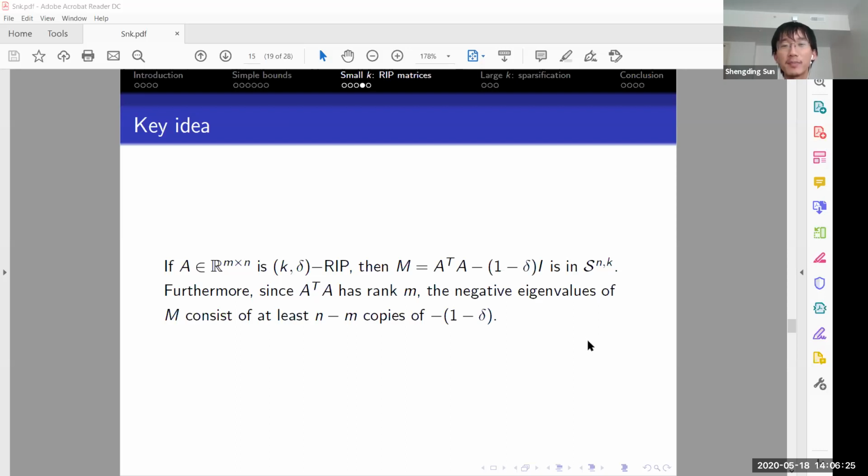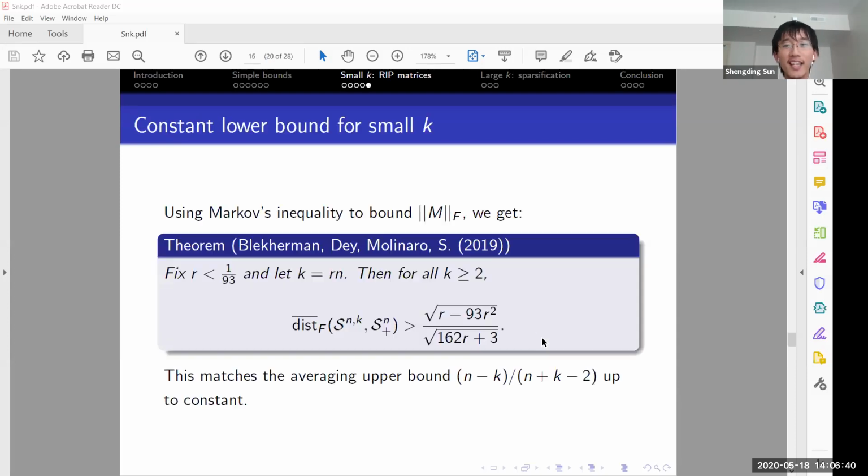But furthermore, because A transpose A only has rank m, this matrix is guaranteed to have n minus m copies of negative eigenvalues of at least this much. There's some other calculation going around, but in the end you can achieve this bound, which is a lower bound on the normalized distance. Notice this bound is independent of n, and it actually matches our upper bound for the small k case up to a constant. But the ratio needs to be very small, less than 1/93 for some technical reasons, because of the strength of the results that we quoted from various papers.